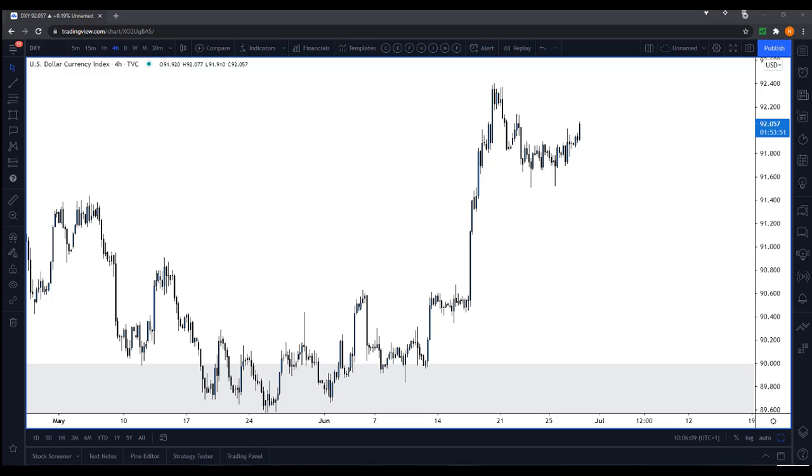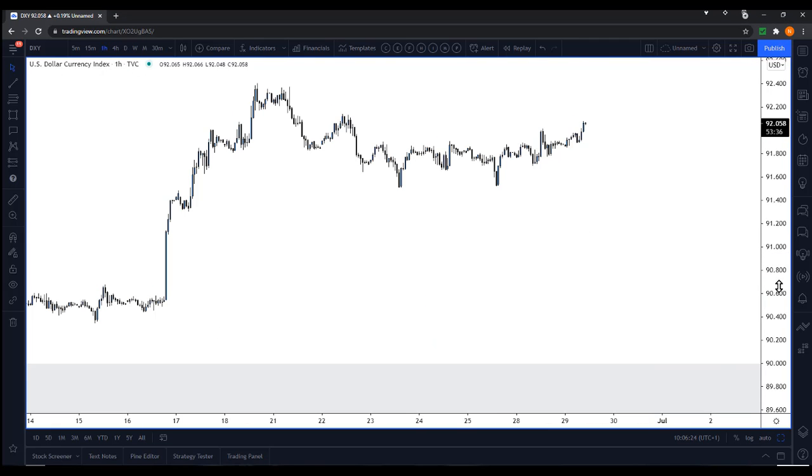Morning everyone, it's Tuesday 29th of June 2021. The dollar's having a bit of a move today. It's actually the strongest market as I speak. You can see it breaking away there.